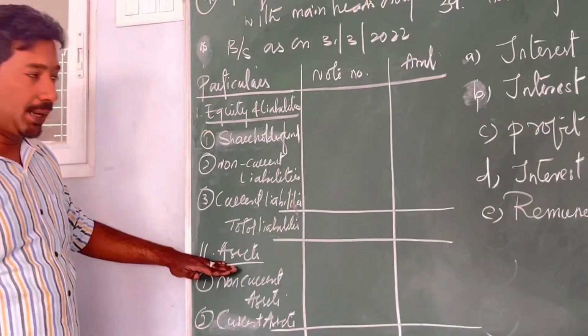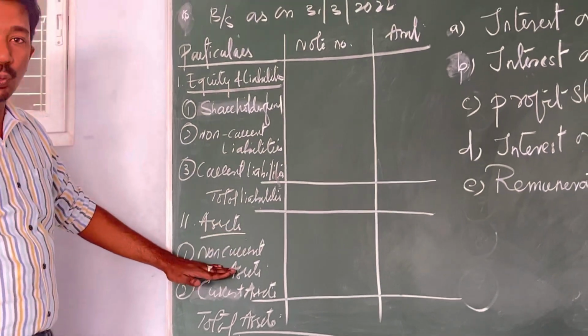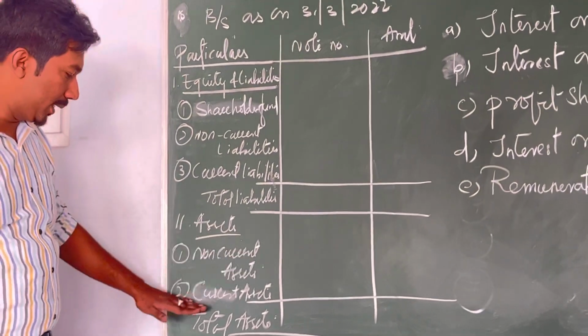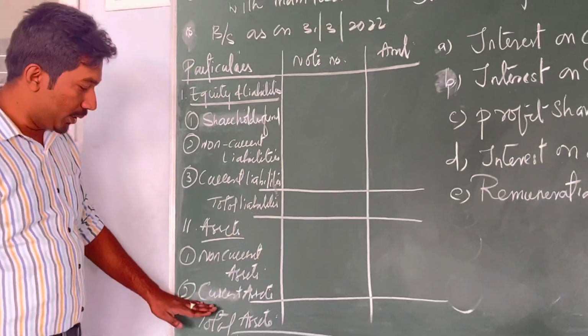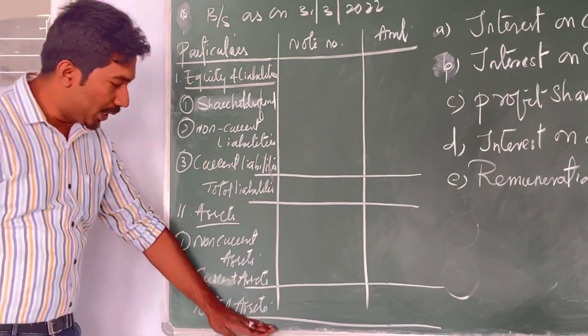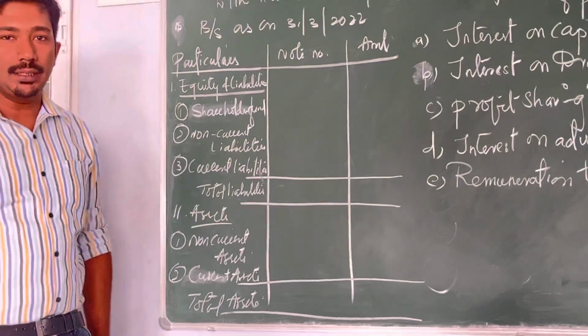The next main heading, the second main heading, is assets. Under that we have 2 types. One is non-current assets, also known as fixed assets. And the last one is current assets. Then make a total of assets. If both are tallied, then your balance sheet is done.